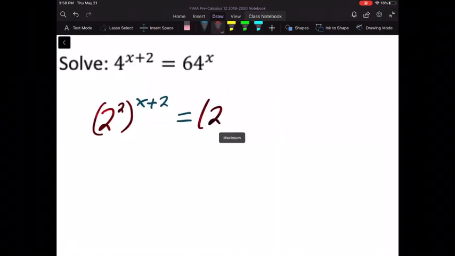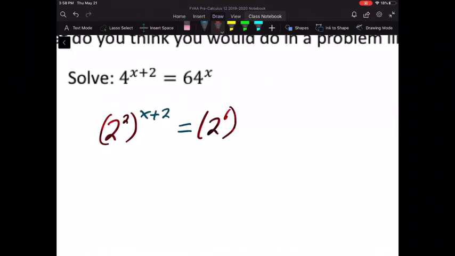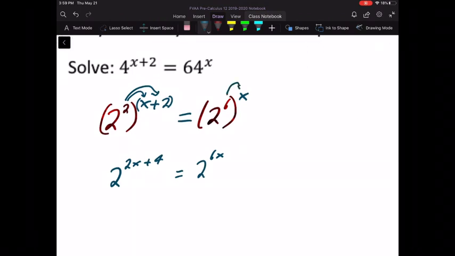So I'm going to substitute 64 with 2 to the power of 6, and of course that is to the power of x. Now I have matching, well, not quite matching bases yet. First I have to simplify the exponents, and then I'll have matching bases. If you remember grade 9 and 10 exponent laws, when a power is raised to a power, you multiply the exponents together. So I end up with 2 to the 2x plus 4, because that 2 gets distributed into this exponent, and that is equal to 2 to the 6x, because it's just 6 times x.